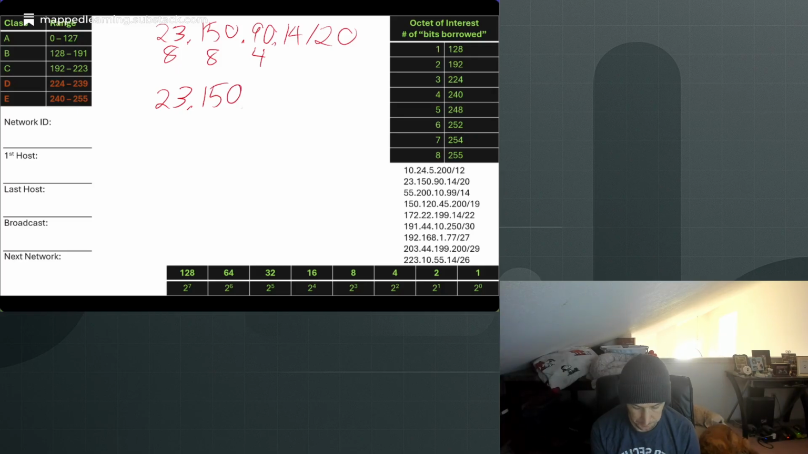23.150. Take the octet of interest and everything to the right becomes a 0. That is the first network.